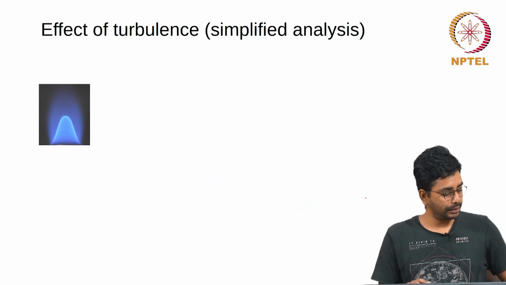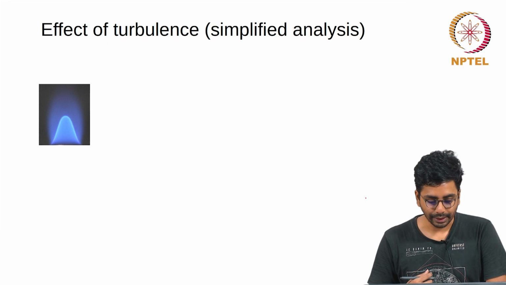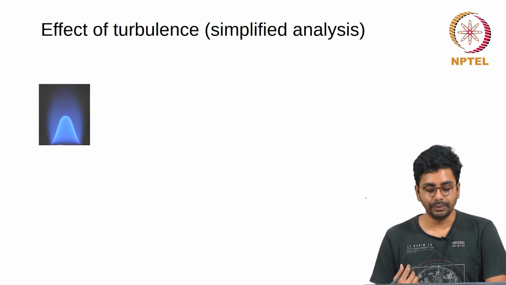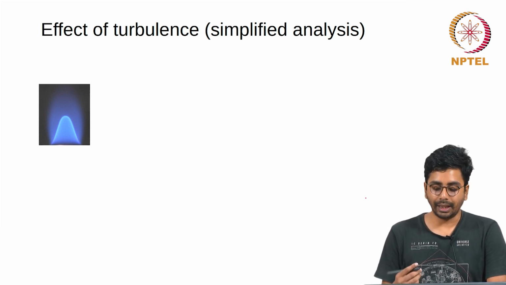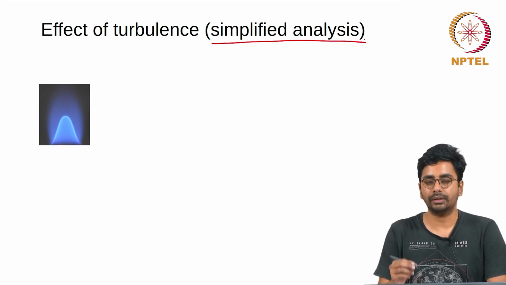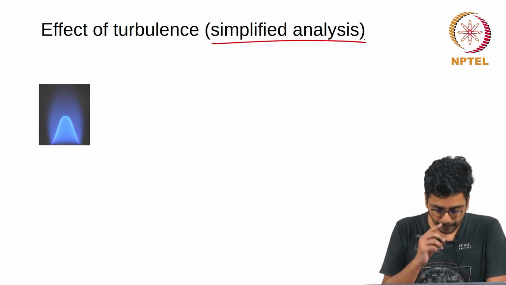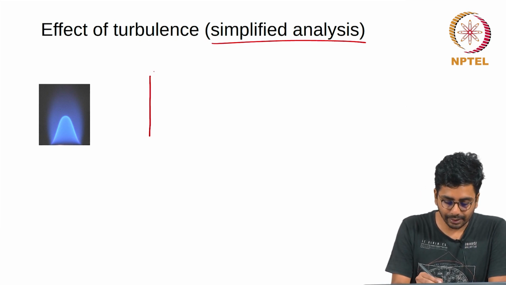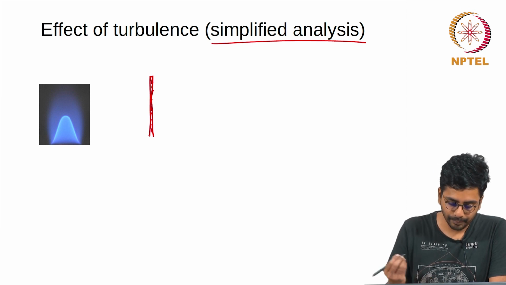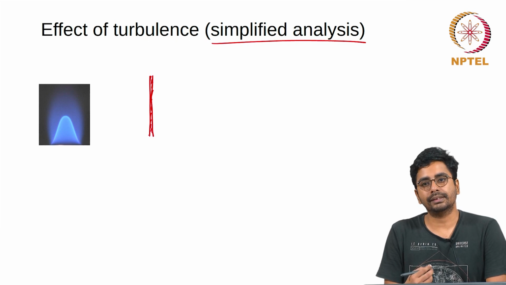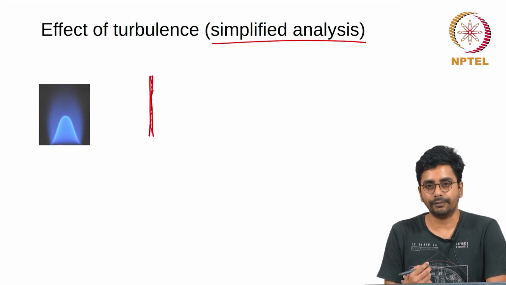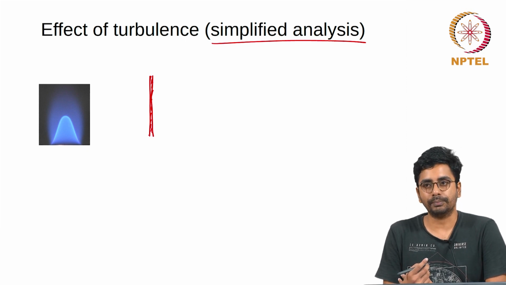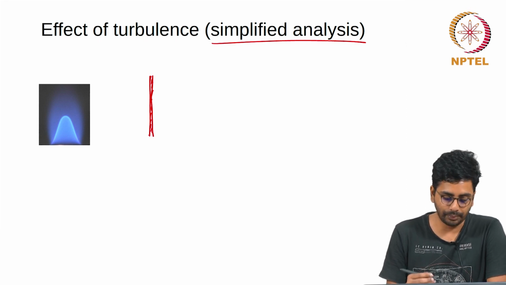Let us move on to a quick analysis of what happens when a premix flame is subjected to turbulence, okay. I will not go into too much detail, I will only present a very simple analysis. So consider a laminar premix flame, okay. Remember that turbulence is a chaotic motion of the flow, and it is a special kind of chaos because it has a very specific spatial and temporal structure, okay.